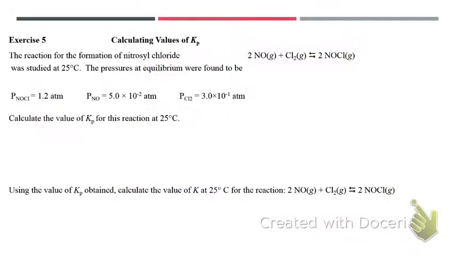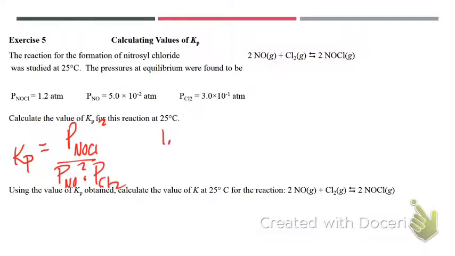Okay. So calculate the Kp value for this particular reaction. It's giving you the balanced equation, so we're going to calculate that real quick. Kp is going to be equal to the pressure of NOCl raised to the second over the pressure of NO raised to the second times the pressure of Cl2. So 1.2. Notice I'm using parentheses, not brackets.